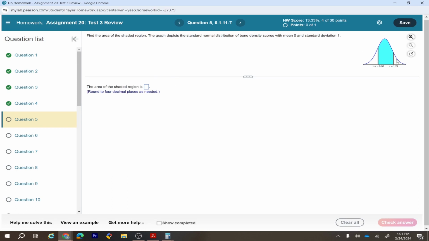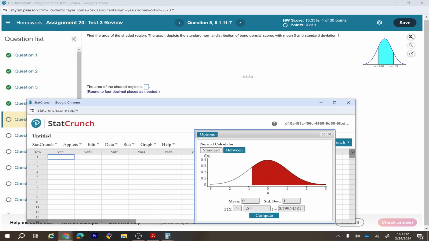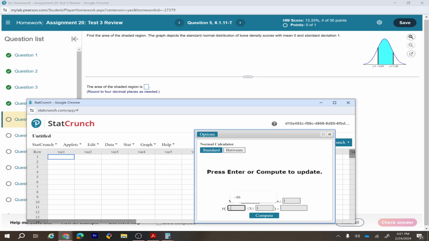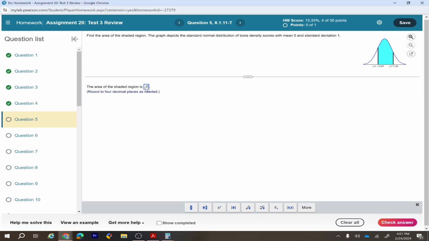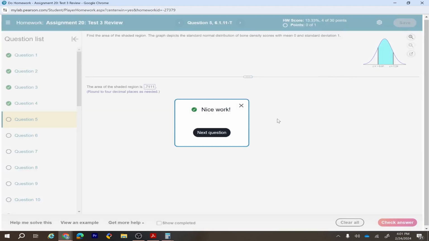The area in between these two z-scores can also be calculated using the same calculator, but this time you have to choose between, and the values are from negative 0.91 to positive 1.24, and that's 0.7111. If you round it to 4 decimal places, 0.7111. That's the area between these two z-scores.